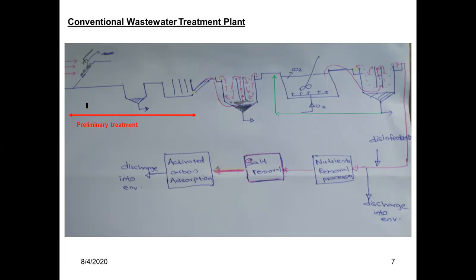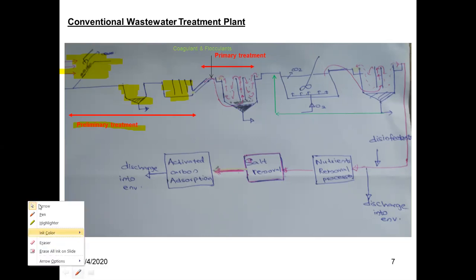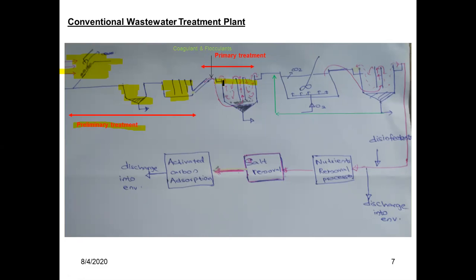we can categorize this wastewater treatment in several ways. Screening, grit removal, and oil and fat removal, those sections are called the preliminary treatment section. Then, if it is chemical aided settling, we have to add coagulant and flocculant. Then we find the primary sedimentation tank. So that area is called the primary treatment section.